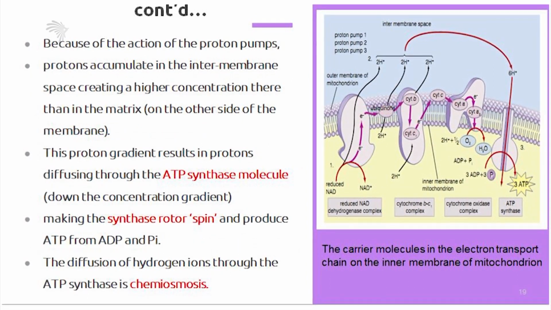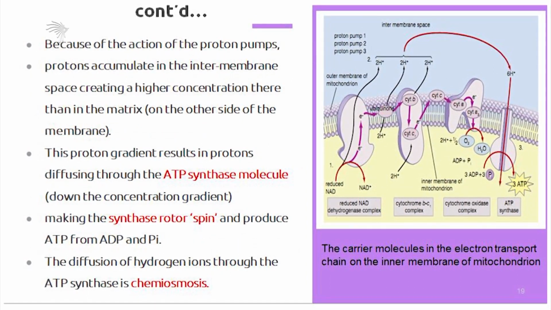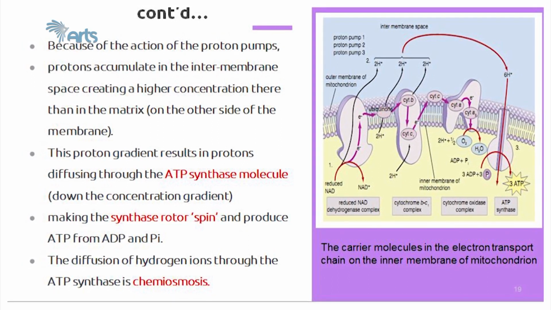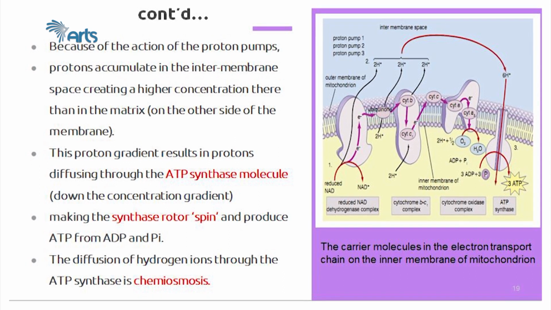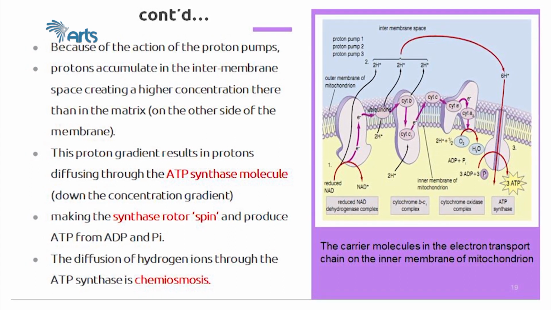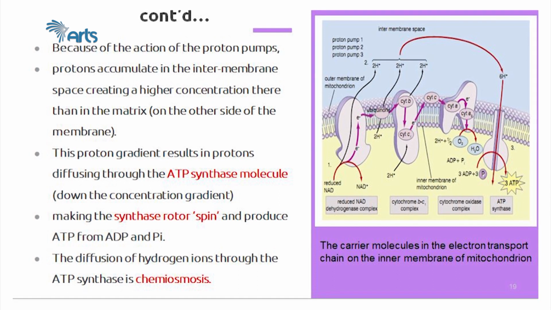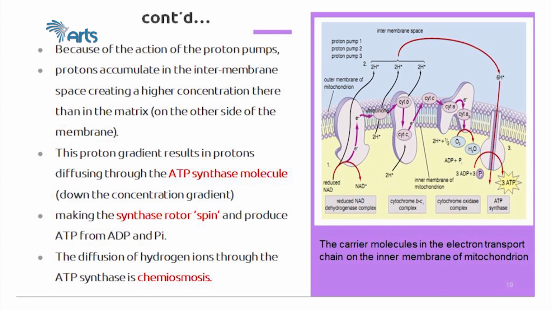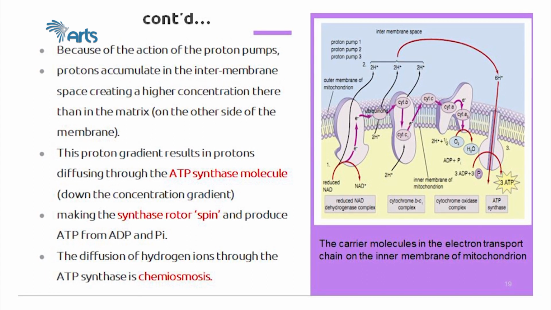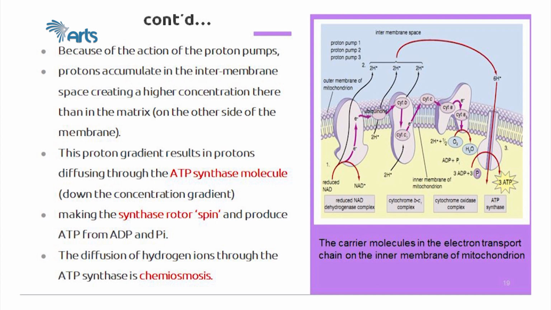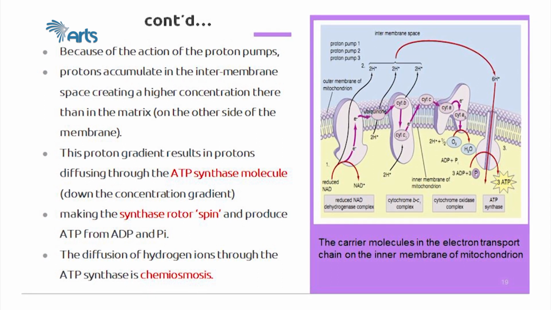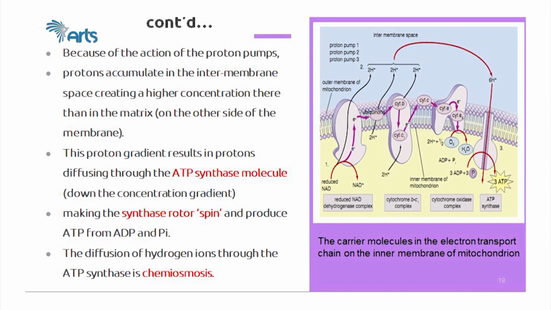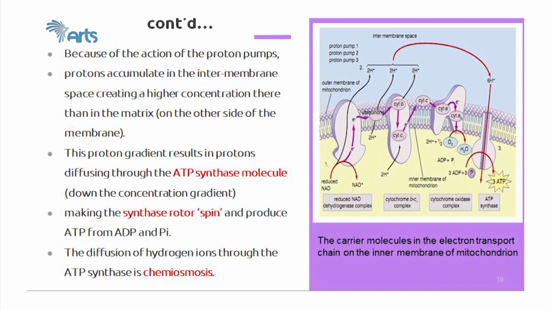Because of the action of the proton pumps, protons accumulate in the intermembrane space, creating a higher concentration there than in the matrix or on the other side of the membrane. The proton gradient results in protons diffusing through the ATP synthase molecule down the concentration gradient, making the synthase rotor spin and produce ATP from ADP and inorganic phosphate. Diffusion of hydrogen ions through ATP synthase is referred to as chemiosmosis.